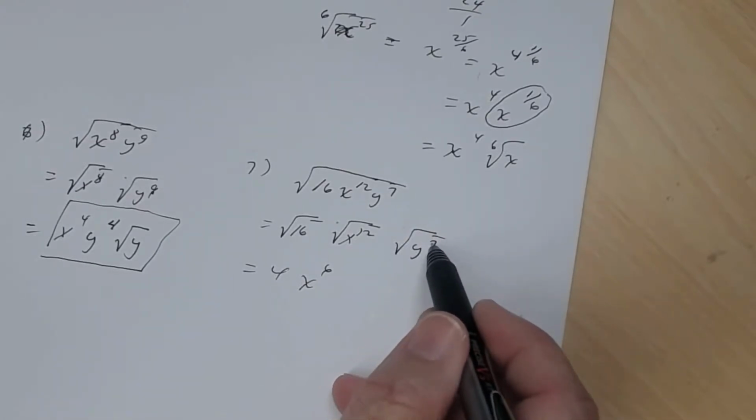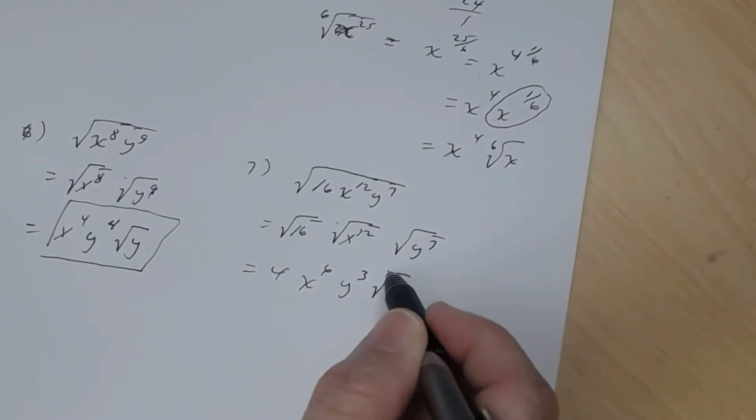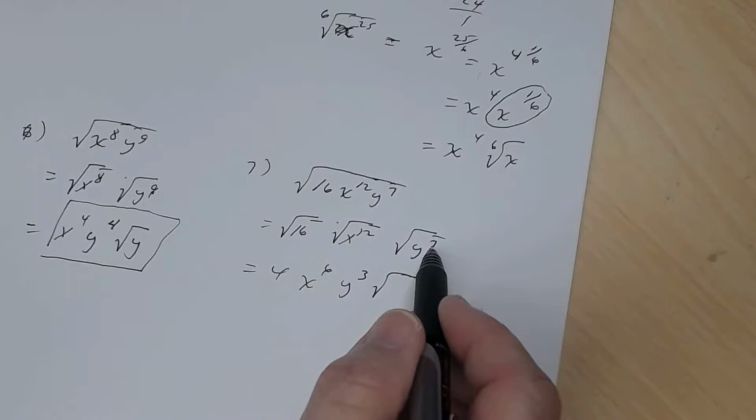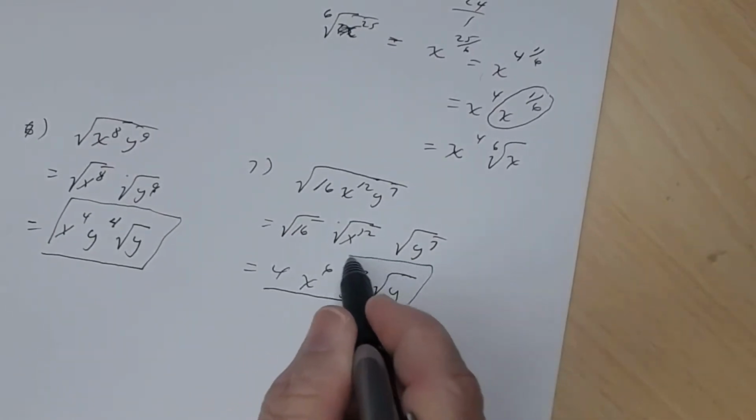So 2 goes into 7 3 times, so that's y cubed, and then the remainder goes in the radical, times the square root. So 2 goes into 7 3 times, the remainder 1. So that's just y. There's your answer.